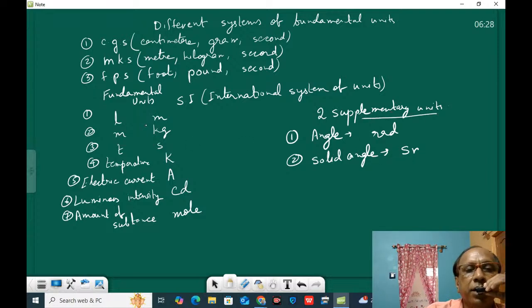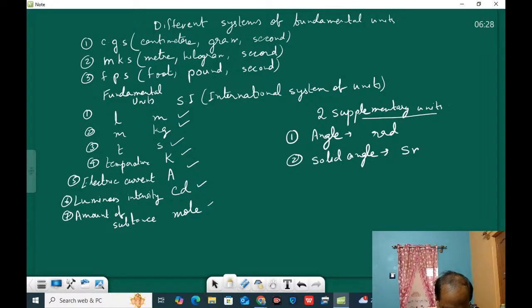And these are the seven fundamental units: length, mass, time, temperature, electric current, luminous intensity, and amount of substance, that is mole. Now we learn about some definitions of fundamental units. There are various definitions of length, mass, time, temperature, electric current, luminous intensity, and amount of substance. Meter can be defined.